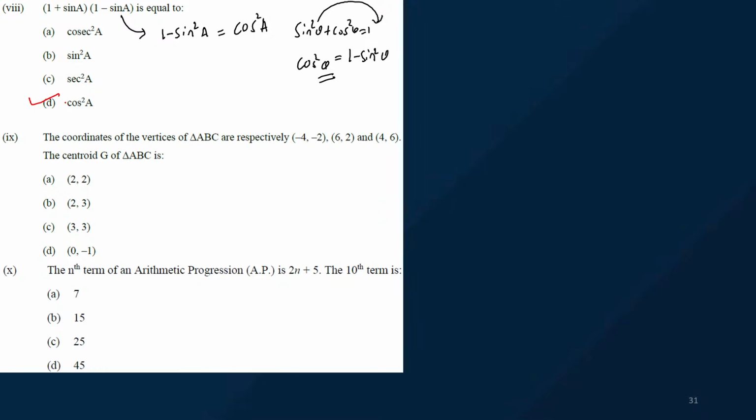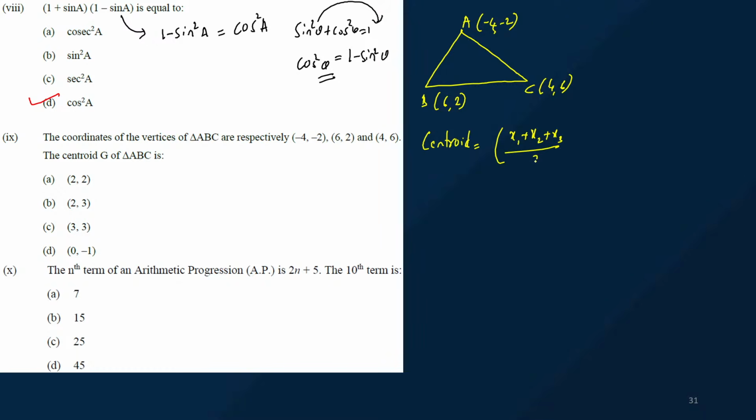Okay, the coordinates of the vertices of the triangle ABC are respectively, there is a triangle, right? This is A, this is B, and this is C. A is minus 4 comma minus 2, and B is 6 comma 2. Then C is 4 comma 6. Find the centroid G. What is the centroid formula, children? All of you must be aware of it. The centroid formula is (x1 plus x2 plus x3) by 3, then (y1 plus y2 plus y3) by 3. Clear? So this is the centroid formula.